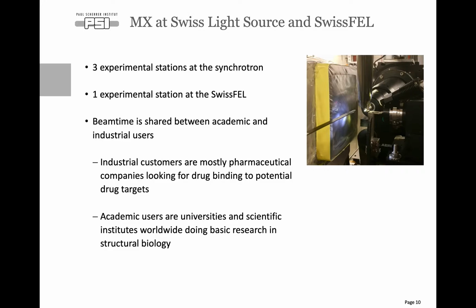So for macromolecular crystallography, we do have 3 experimental stations where we can do experiments in parallel at the synchrotron, and 1 experimental station at the Swiss free-electron laser. Beam time at these experimental stations is shared between academic users from all over the world and our industrial customers, which are mostly pharmaceutical companies interested in binding of drugs to potential protein targets.